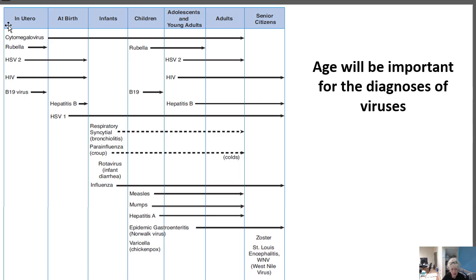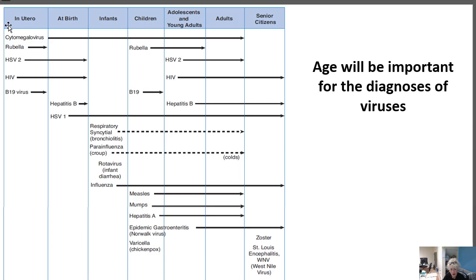At birth, hepatitis B and HSV, herpes. Children, we look at for rubella, parvo B19, measles, mumps, hepatitis A, epidemic gastroenteritis or the Norwalk virus, and varicella is chickenpox. Adolescents and young adults, herpes simplex 2, HIV, Hep B.